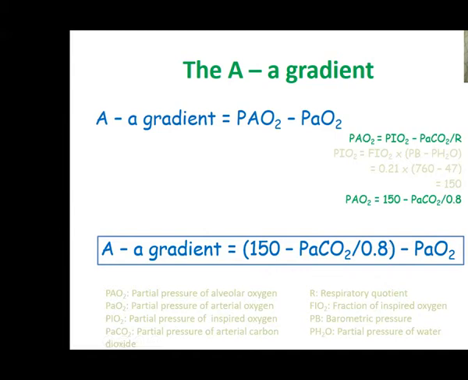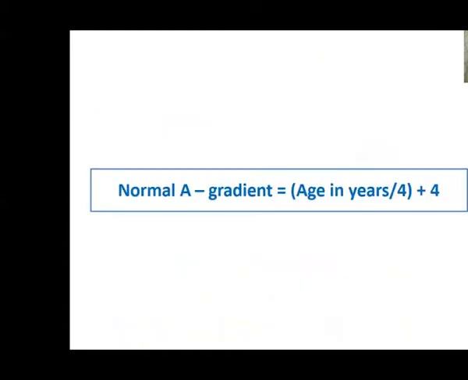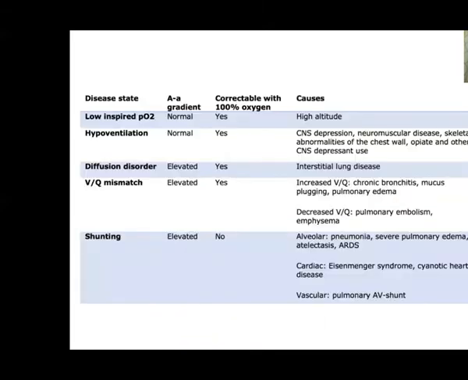Is it normal or is it raised? I mean, there is not any condition where it will be low. It is raised or normal, and it will be very useful. So the normal AA gradient is age divided by 4 plus 4. This is the usual formula, but if you want to remember it, it is somewhere around 12 to 14 or 15. With age, it may increase up to 20.